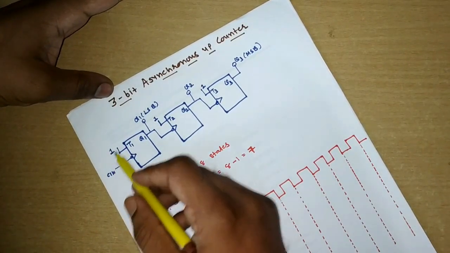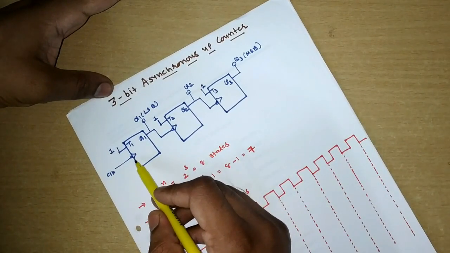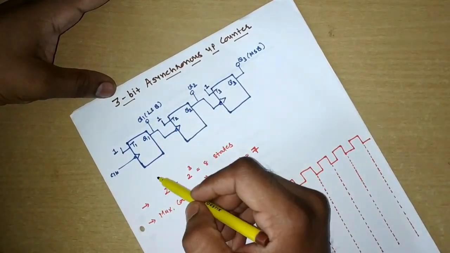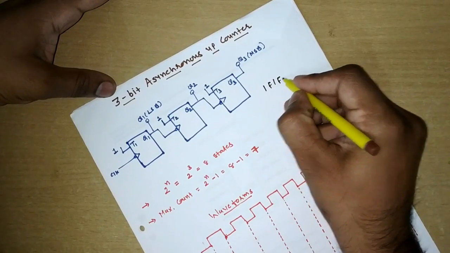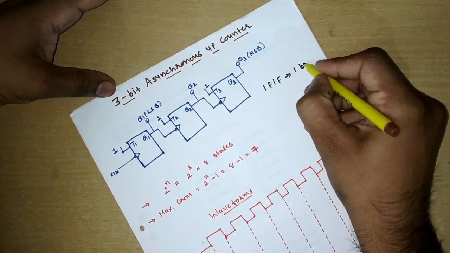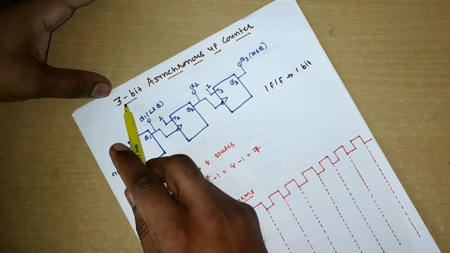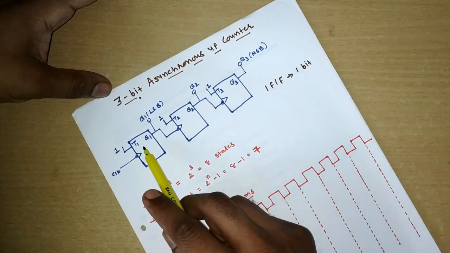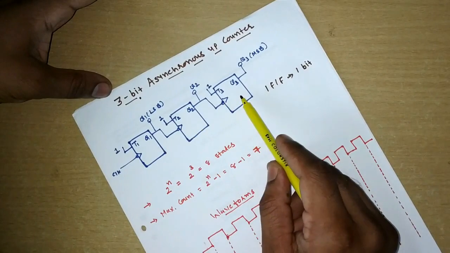Now see, in asynchronous counter, the first flip-flop is having the clock. I have taken the example of a 3-bit counter. We are aware that one flip-flop can store 1 bit of data. So if I want 3 bits of data, I must require 3 flip-flops, right? That's why to implement the 3-bit asynchronous counter, I am using 3 flip-flops.